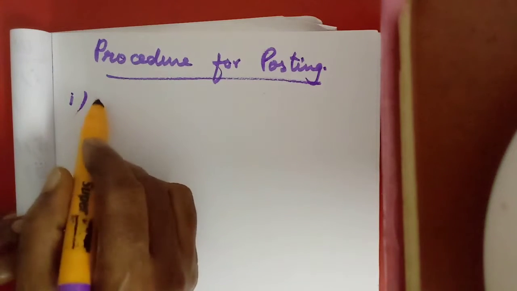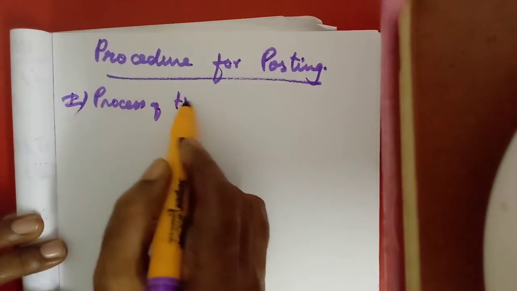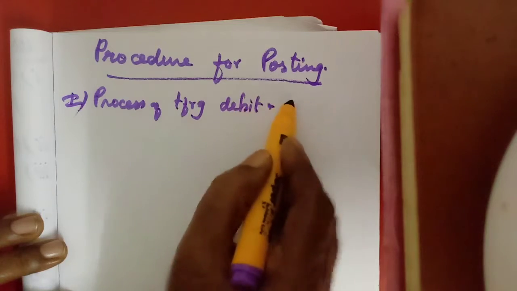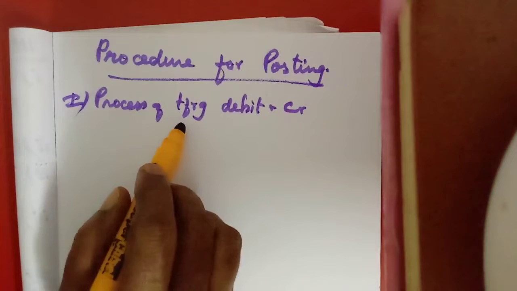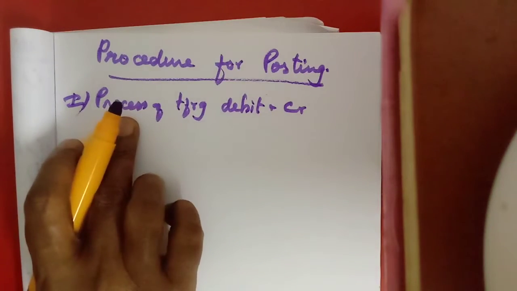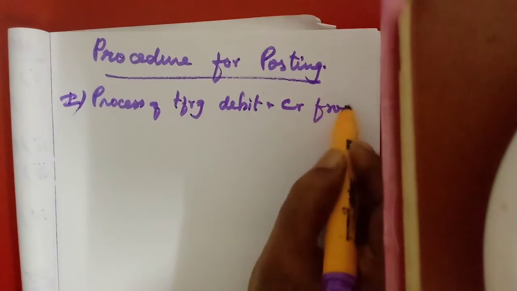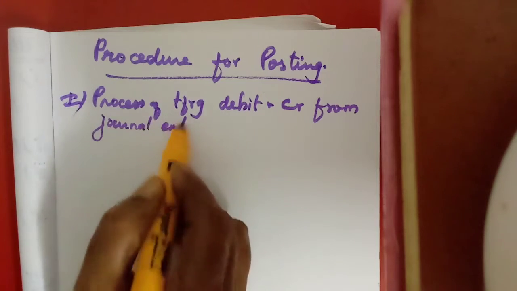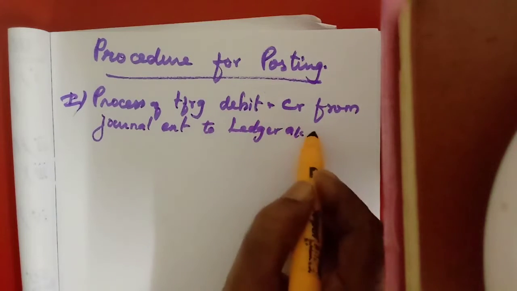Posting is the process of transferring the debit and credit items from the journal to the ledger account. Both the debit and credit aspects of a journal entry are transferred from the journal entries to the ledger account. That is called posting.